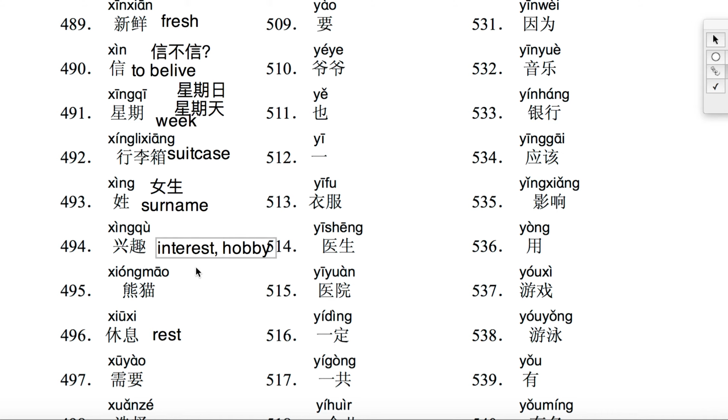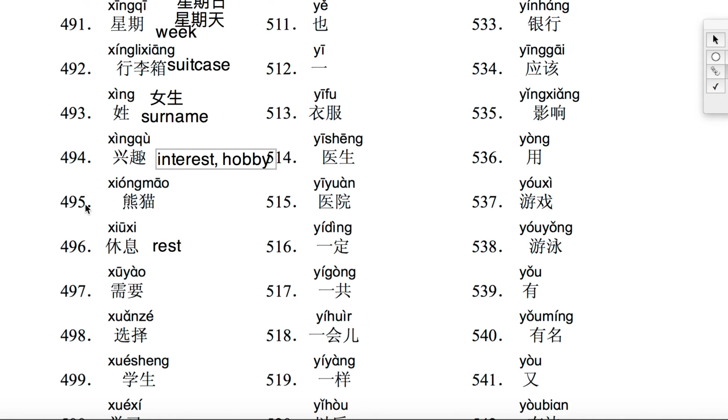Your hobby. Okay. 495. 熊猫. You gotta remember this one if you learn Mandarin Chinese, because this is like the symbol of China. 熊猫 is panda. The first character, 熊, means bear, and the second character, 猫, we know that one. Cat. So bear, cat, panda.